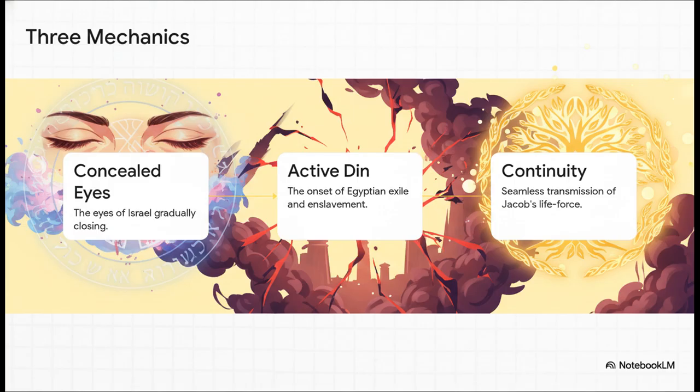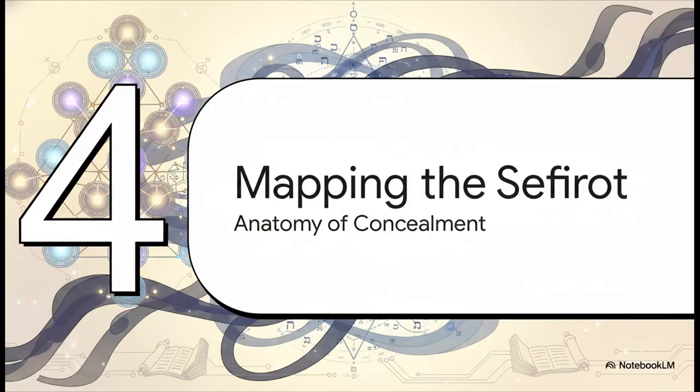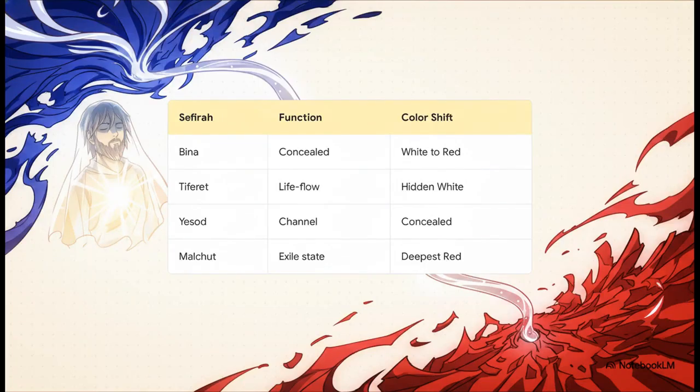The closure of the text isn't an accident, it's armor. It protects that transmission. Let's take this a level deeper in Section 4, Mapping the Sephirotic Network, the Anatomy of Concealment. Okay, we are going to densely pack these mechanics right onto the Kabbalistic tree of life to see exactly how the universal system handles this shift.